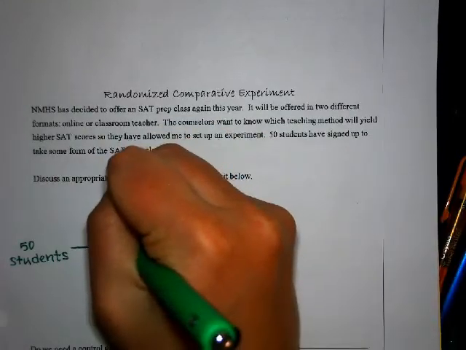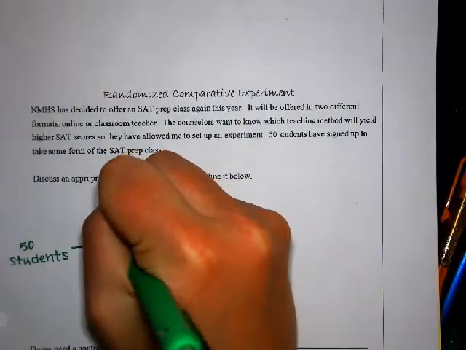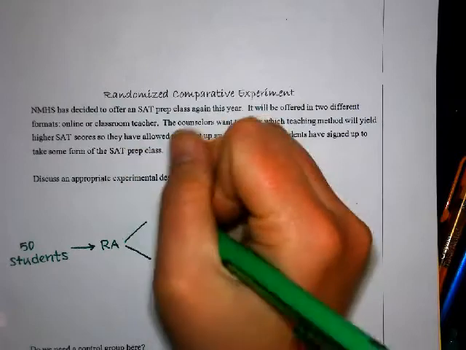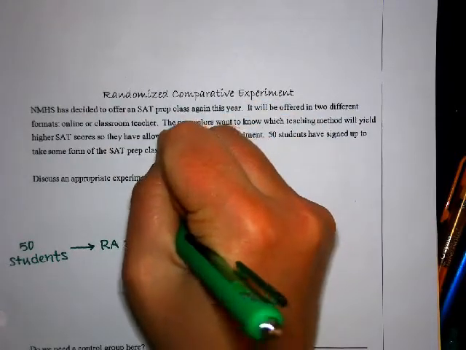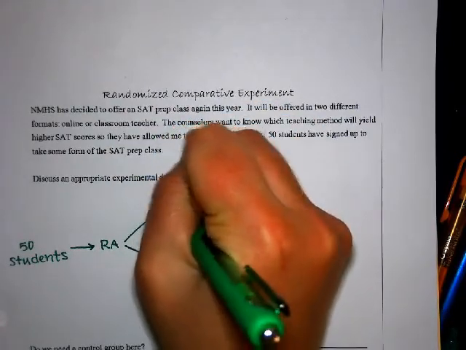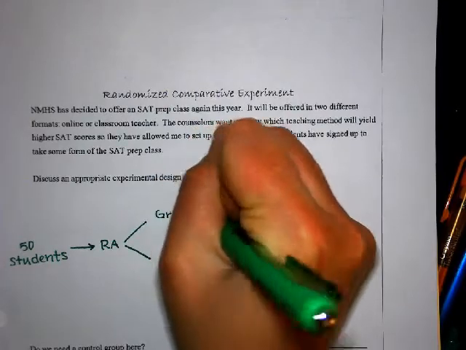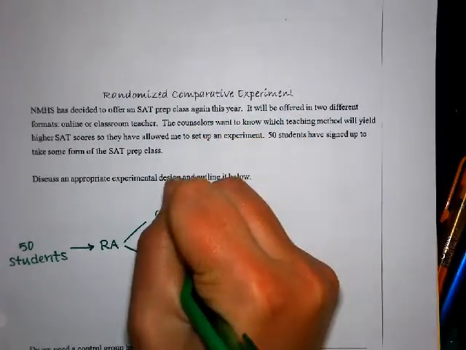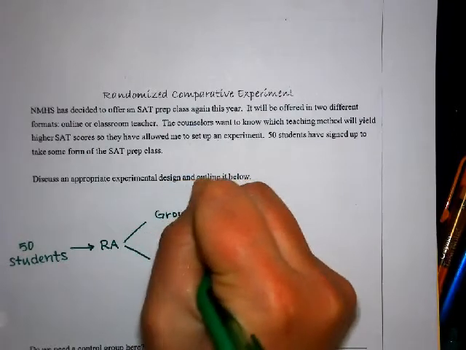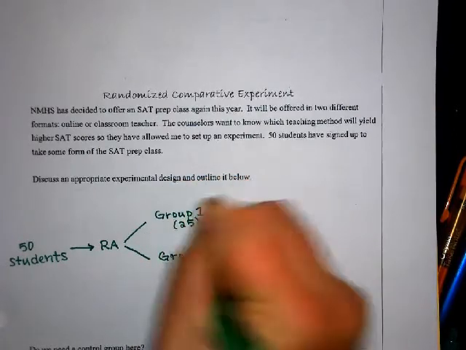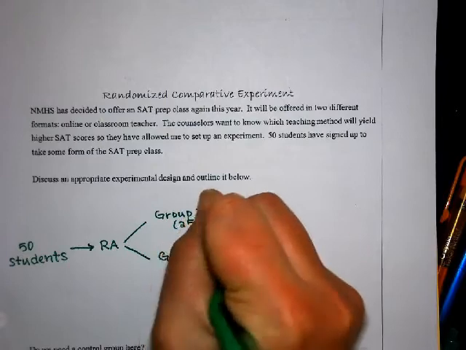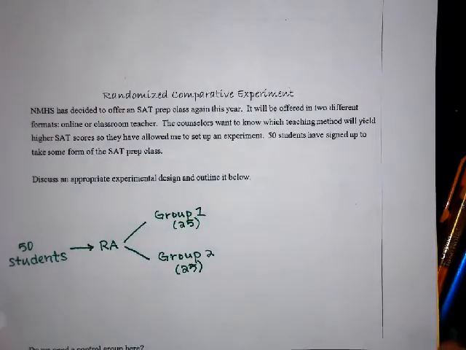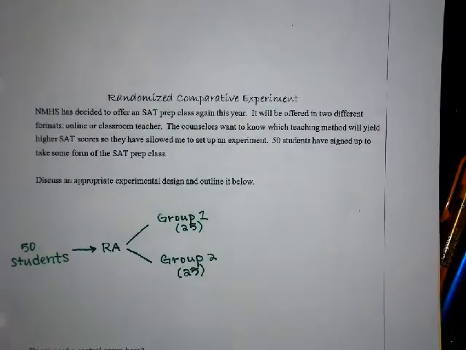So my random assignment is going to break them up into 2 groups. I'm going to call this group 1. And I'm going to end up with 25 students in that group. And this is group 2. And I'm going to end up with 25 students in there as well. 25 and 25 is 50.